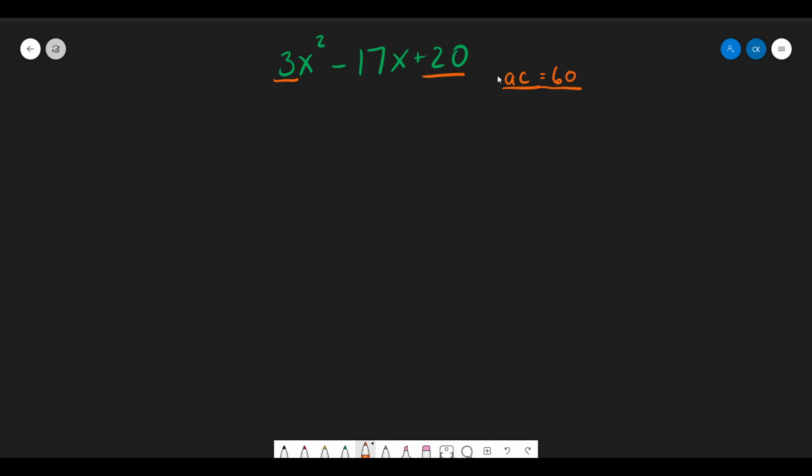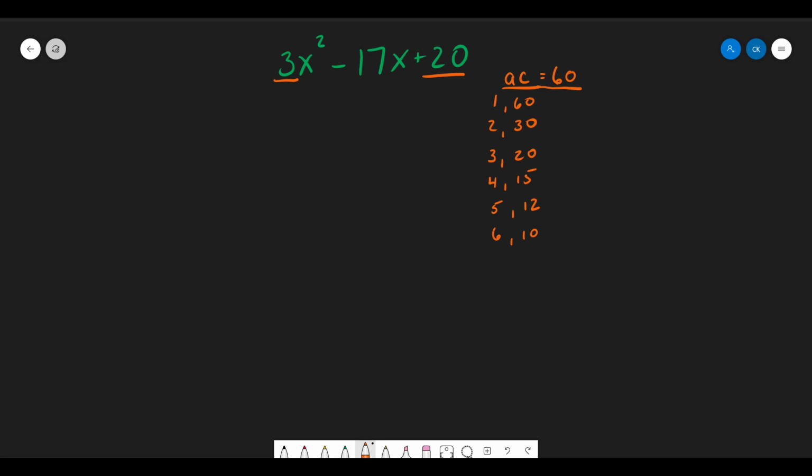So we want a factor pair of 60. So we have 1 and 60. We have 2 and 30. We have 3 and 20. We have 4 and 15. We have 5 and 12. We have 6 and 10. And I think that would be everything.